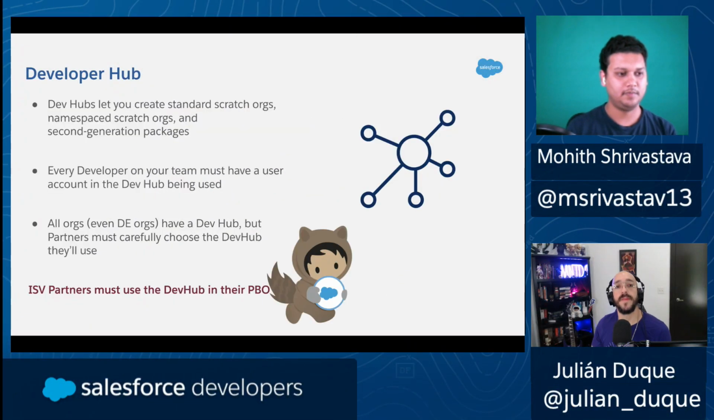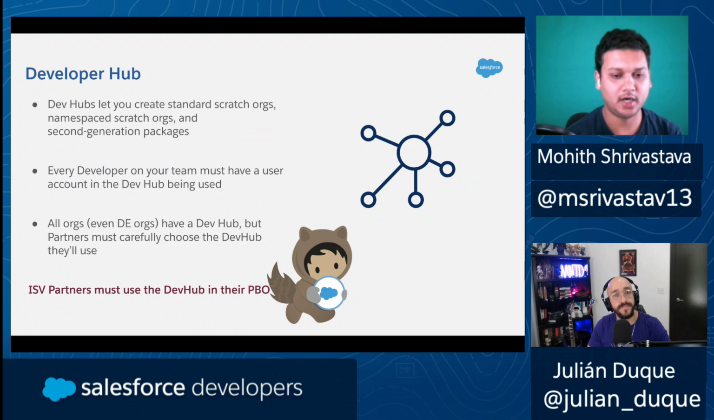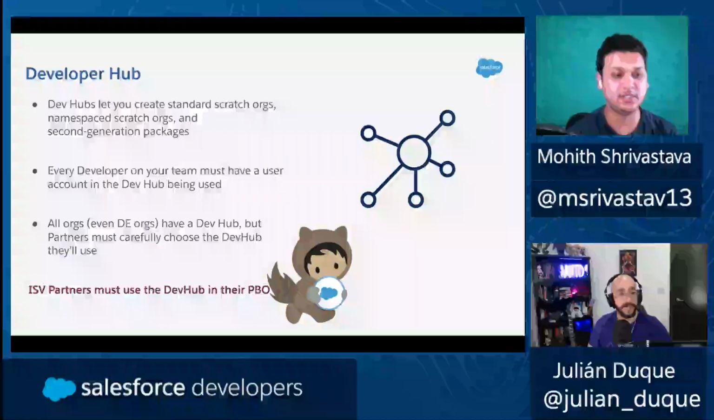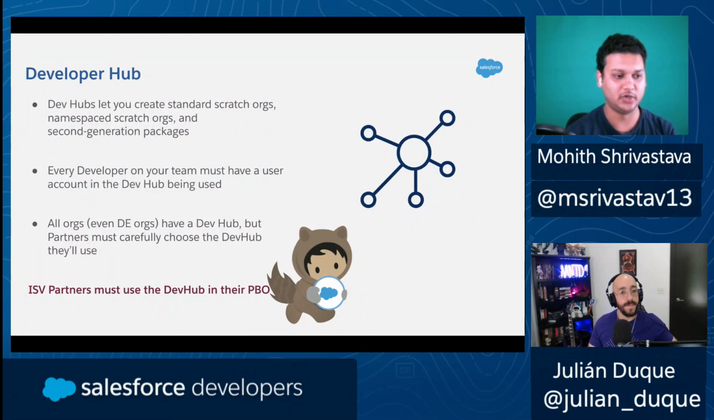Awesome. Okay, so I want to move on to Developer Hub. Now, this is again very specific to Salesforce, but Developer Hub is pretty much all that you need these days. So you can enable this Developer Hub in your production org, or let's say if you're a partner, you have a partner business org where you can enable these Developer Hubs. From Developer Hub, you can create these scratch orgs. So scratch orgs are your developer environments essentially.